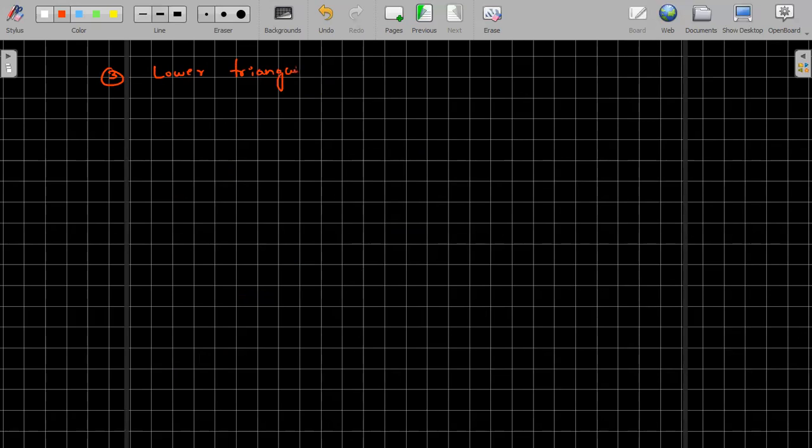Triangular matrices. Lower triangular matrices. How does a lower triangular matrix look? Basically, it will look like this. For that one, I am going to show you.